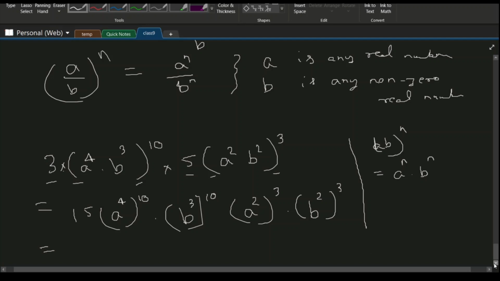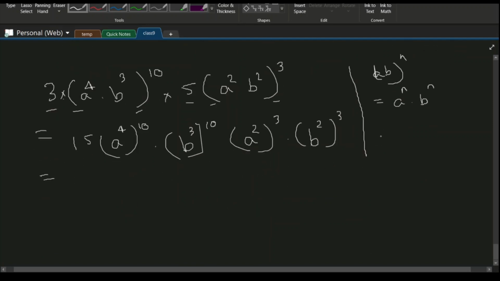Now in the next step, let's use this particular law: (a to the power m) to the power n becomes a to the power mn. So we can write 15, and these two powers will get multiplied, so that becomes a to the power 40. We have b to the power 30, then 3 times 2 becomes 6, and again this becomes a 6 over here.